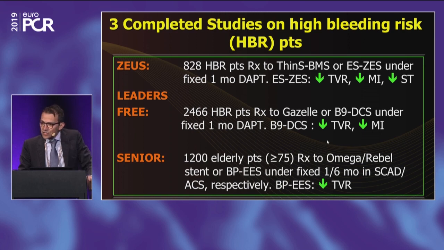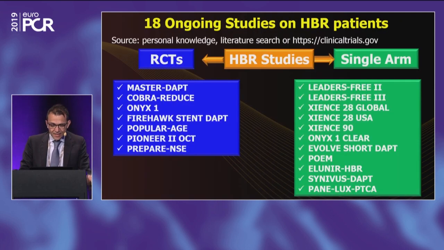Again, the DAPT duration was fixed, either 1 month in stable or 6 months in ACS patients, and this study was also showing lower risk of TVR associated with the DS iteration of the stent platform. Now, to the best of my knowledge, we have today 18 studies running in this space, which means either patients are still being included, or follow-up is still running, or at least the study has not been published.